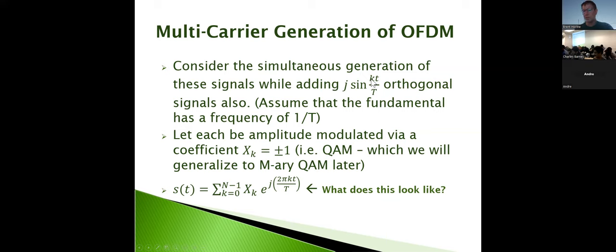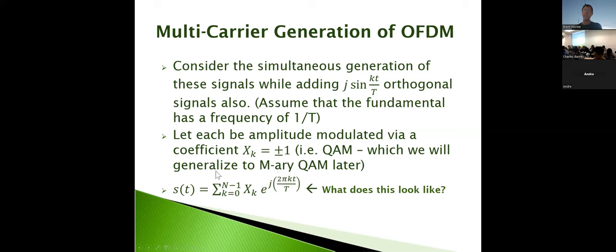This k now is representing these integer multiples of that fundamental frequency. Okay. And so let each of these cosines and sines be amplitude modulated via coefficient x sub k, where that could be plus or minus 1. If you're just looking at cosine signals, that would be BPSK, binary antipodal, binary phase shift keying. But once we add those j sines in there, now we have quadrature AM. So we'd have plus or minus 1 on the real axis, or plus or minus j on the imaginary axis, right? We can generalize this later to M-ary QAM, like 16-QAM or 64-QAM or 256-QAM, but for now, we'll just look at plus or minus 1.